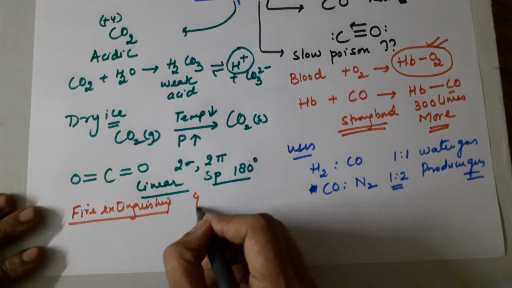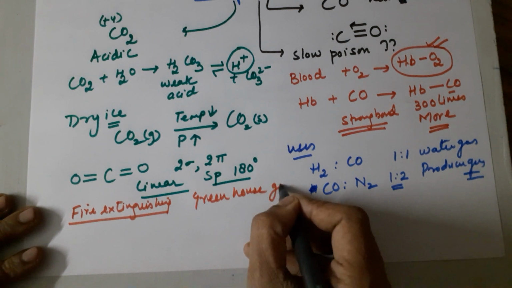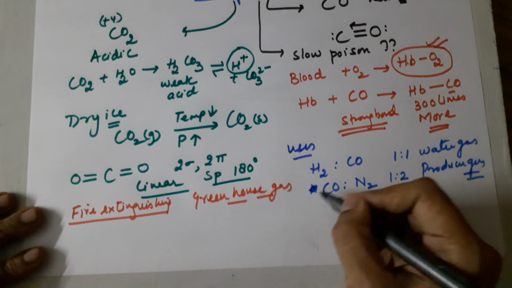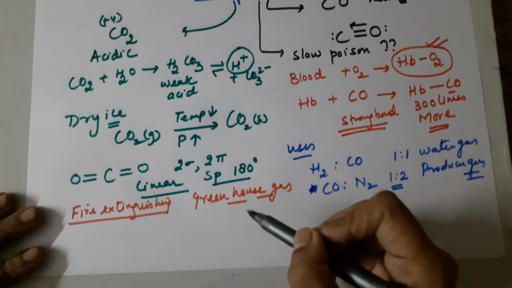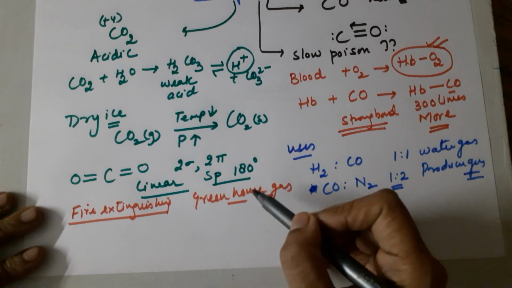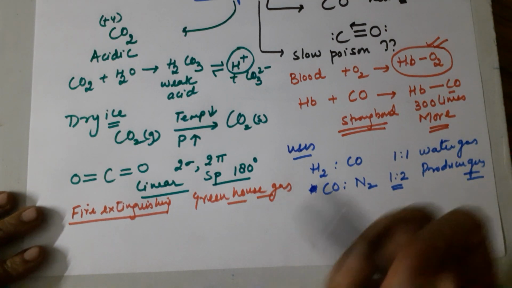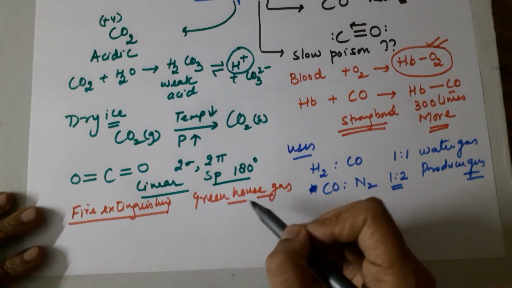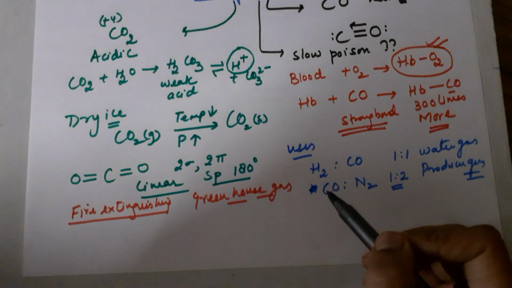It is also a greenhouse gas, that is, it is causing the temperature of the Earth's atmosphere to increase. Owing to the presence of carbon dioxide around the Earth, it does not let the heat of the sun move out of its atmosphere, so our temperature is continuously increasing due to this carbon dioxide in the atmosphere.